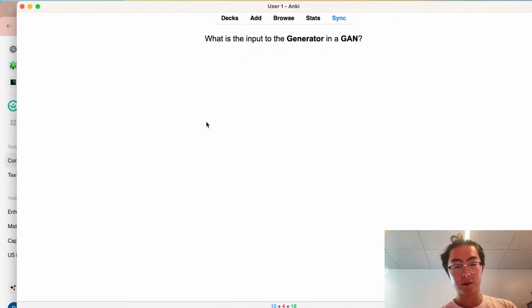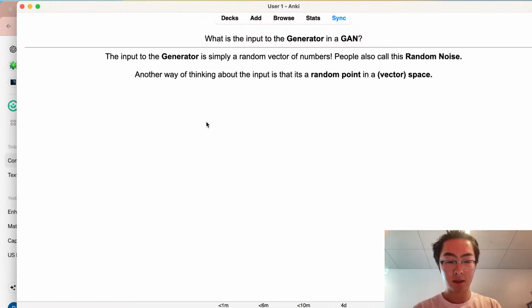What is the input to the generator? And again, this is just a vector of random noise. Random numbers can be thought of as a random point in space.